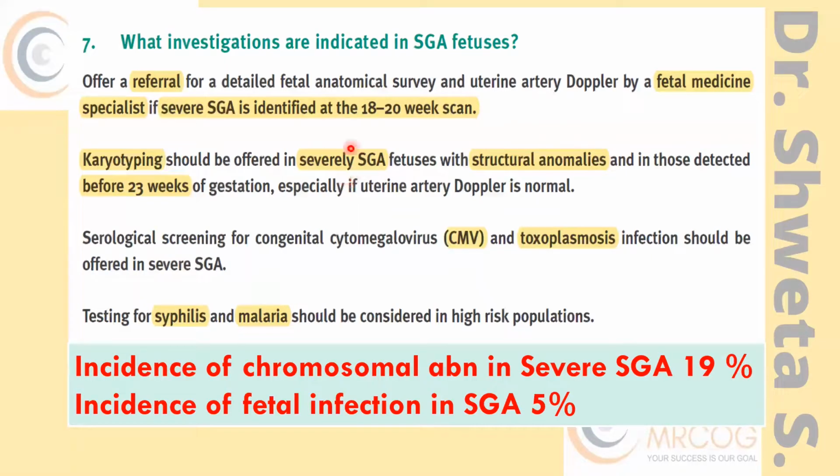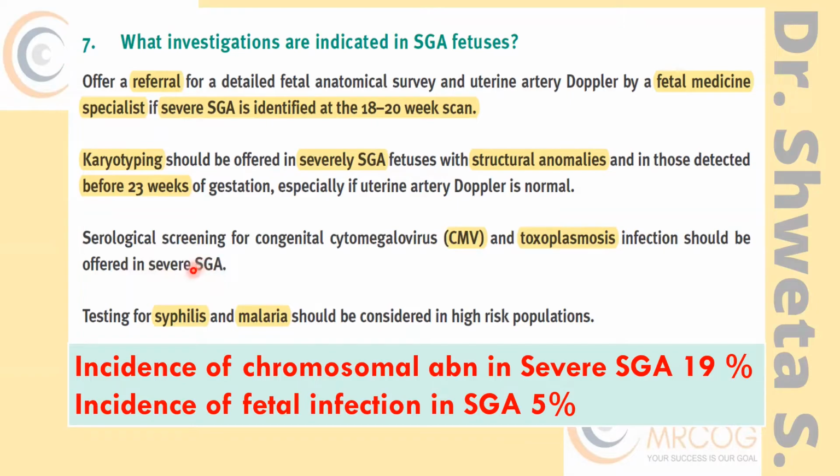You have to be careful, because if they give you that gestation, you will choose the option of referral to a fetal medicine specialist for detailed fetal anatomical survey and uterine artery Doppler. So that is the pregnancy finding for which you are going to do the uterine artery Doppler immediately. This is important. Then sometimes they will give you before 23 weeks, if you are getting severe SGA, what you will be doing: karyotyping, and you have to look for structural anomaly. You will screen for CMV and toxo because these are the infections related to severe SGA.